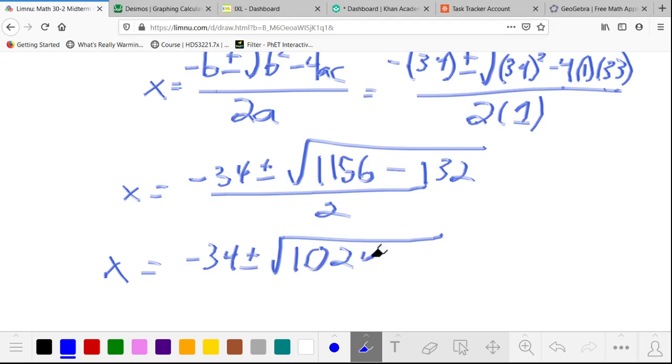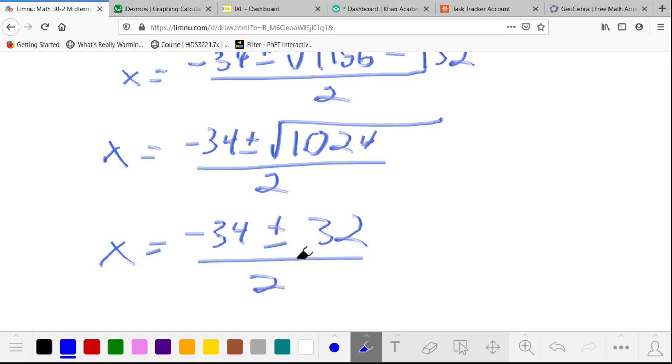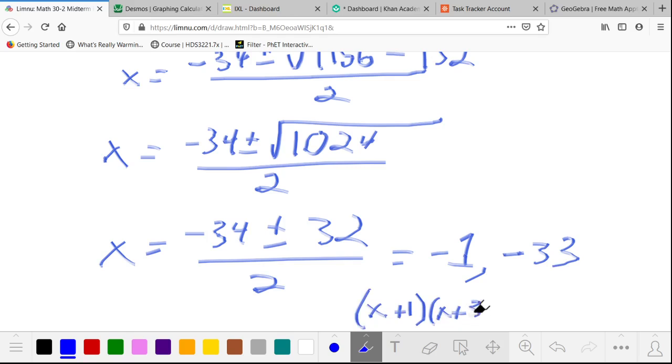And that's the square root of 1024 over 2. So x equals negative 34 plus or minus 32 over 2. So when we use the addition sign, we get a negative 1. When we use the subtraction sign, we've got negative 66 over 2, which is our negative 33. So it could factor to x plus 1, x plus 33, which you might have been able to see with the x squared plus 34x plus 33.